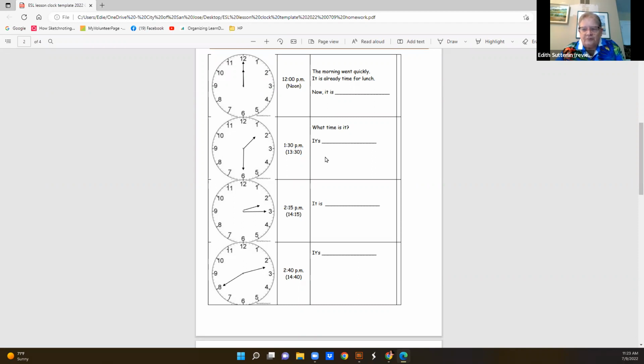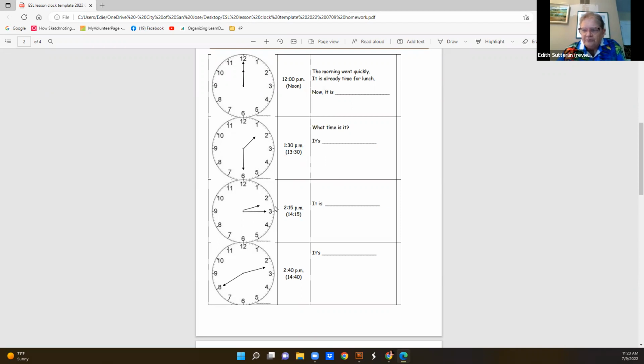What time is it? It's 1:30. It's 1:30 in the afternoon. And below the 1:30, I've put in the military time. We talked about how the military services always use a 24-hour clock. Oftentimes in Europe, I don't know about China, you will see the train schedule written 13:30. It makes it very clear it's 1:30 in the afternoon.